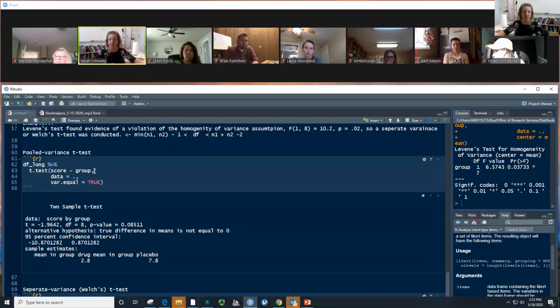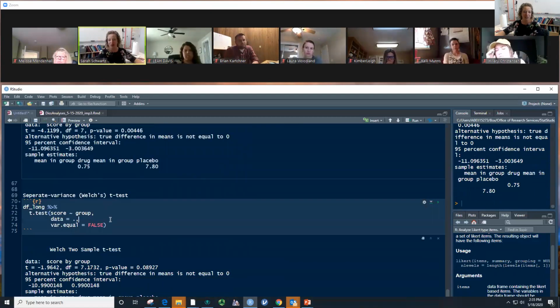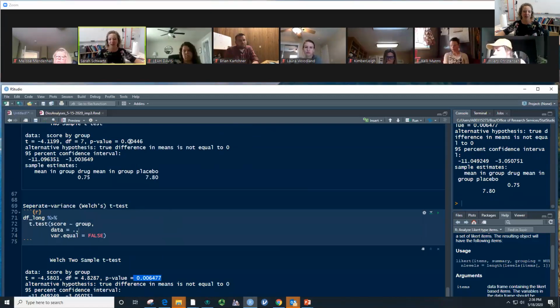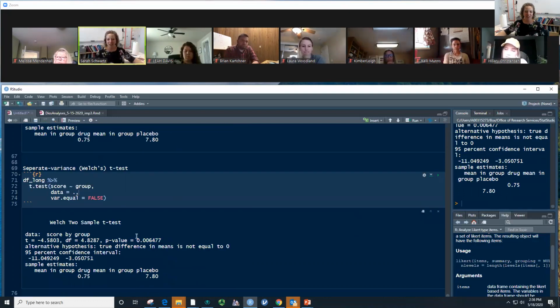So we would want to do not the pooled test, we would want to do the separate variance or Welch's test. Now compare the p-values here, 0.004, 0.006. See how there's a little bit more difference in the two p-values because our spreads are different? So here, what would our conclusion be? This is evidence that the two groups have different averages. What about this one? Same thing, still saying the groups have different averages.